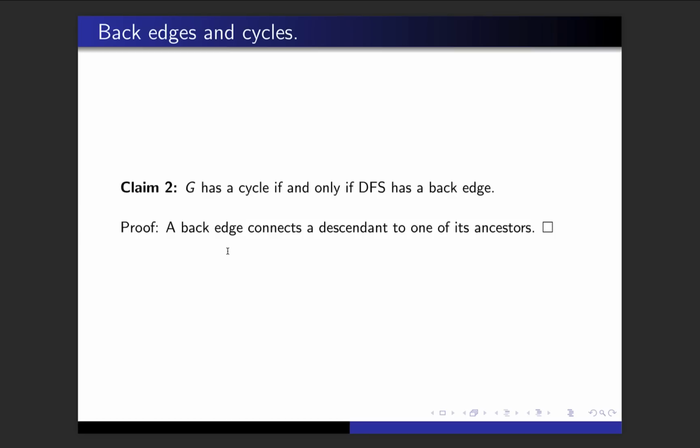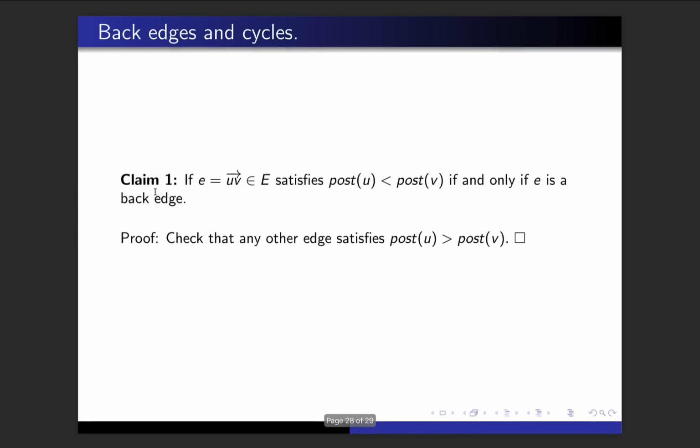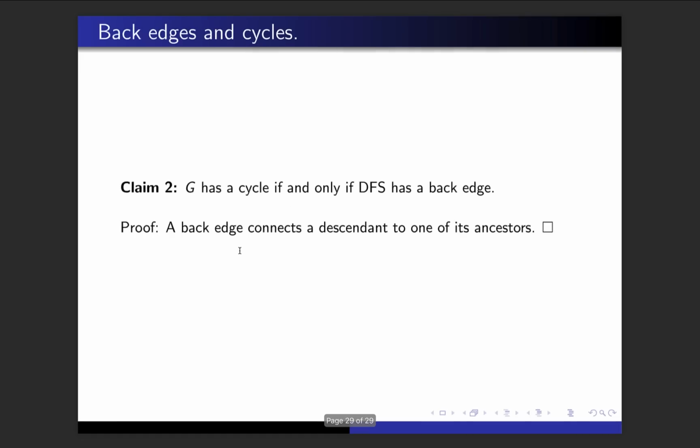The intuitive idea behind that claim is precisely that the back edge is creating a cycle. It's taking you back to an ancestor, so you are effectively closing a cycle there. And if you have a cycle, well, somewhere in that exploration you need to go back in that cycle, so you will create a back edge. The combination of these two claims, claim 1 being how to identify a back edge, and claim 2 being that back edges exist if and only if G has a cycle, gives you an efficient algorithm to detect whether or not a directed graph has a cycle.